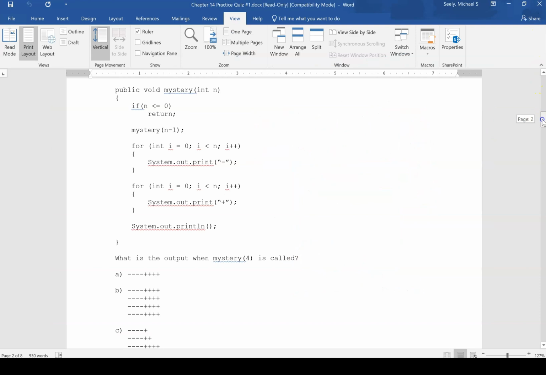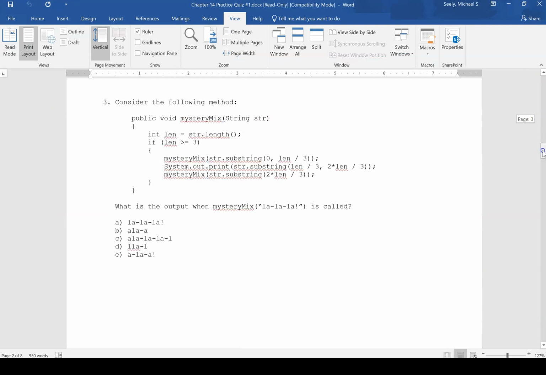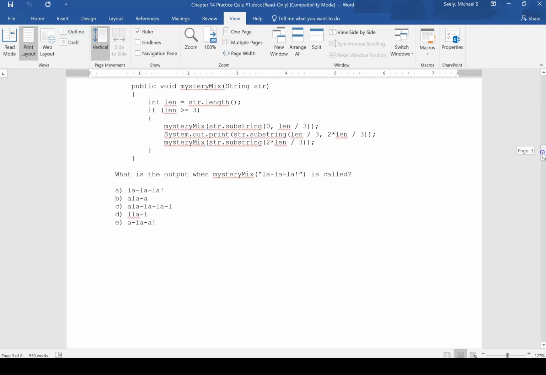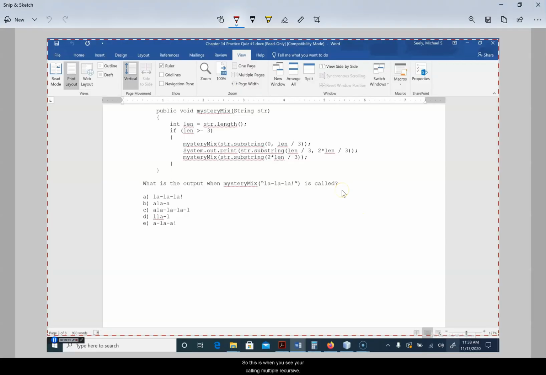All right, so let's see here. I should have enough room. Consider the following method, mystery. We pass the string in, and our string is la, la, la. So when you're calling multiple recursive methods like this, this is where I want you to use your tables. So I'm going to just call it M that gets passed in.